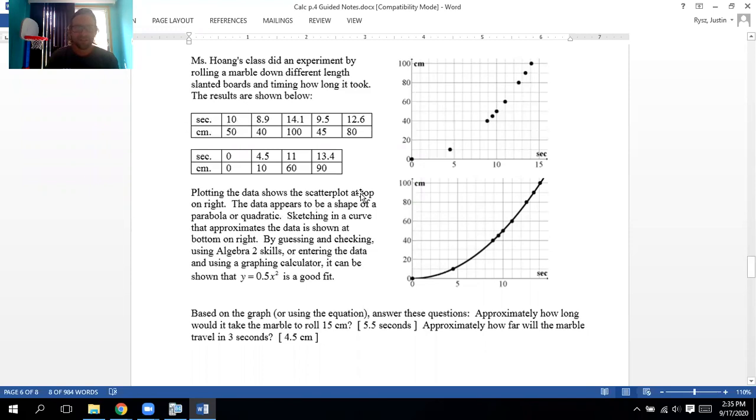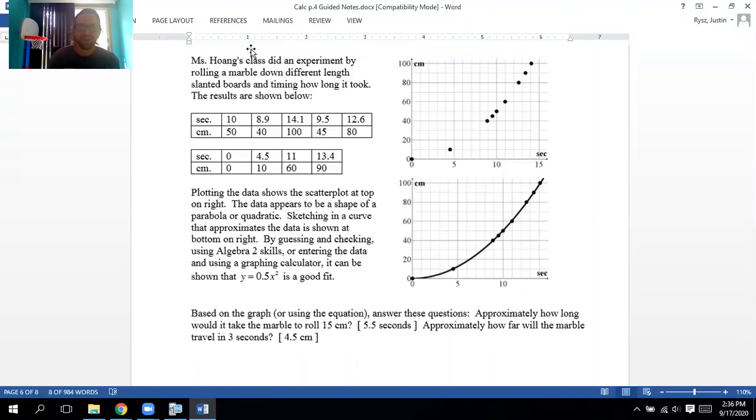Plotting the data shows the scatter plot at the top right. The data appears to be the shape of a parabola or quadratic. Sketching the curve approximates the data shown below by guessing and checking using Algebra 2 skills, or by entering the data into a graphing calculator, which is like what we did. They figured out the equation is y equals 0.5x squared. So they tell us the equation of the fit right there. So based on the equation, approximately how long will it take the marble to roll 15?